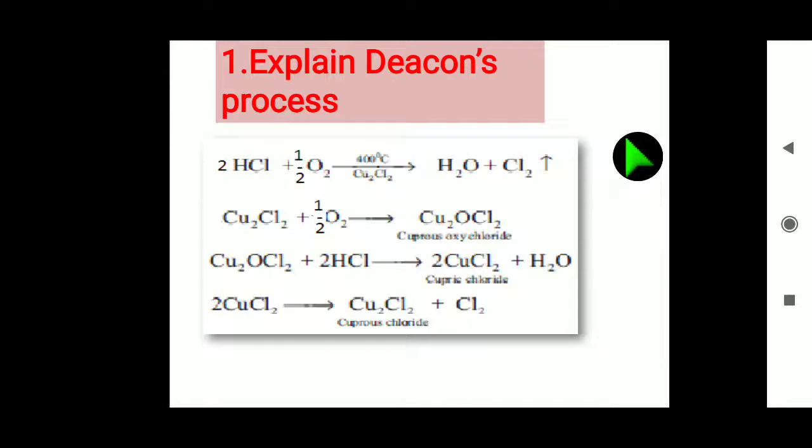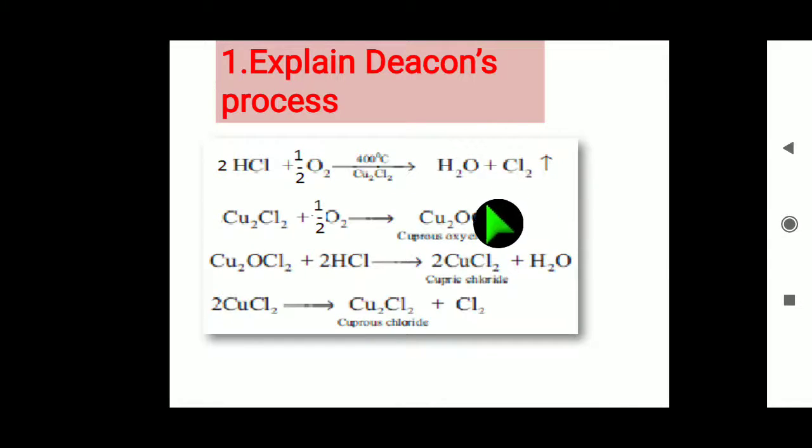Okay, now let us discuss the equation. The first, hydrochloric acid reacts with the air at 400 degrees Celsius. Cuprous chloride, the boom is stored soaked in the cuprous chloride taken in a container. Okay, finally we can get water and chlorine gas.